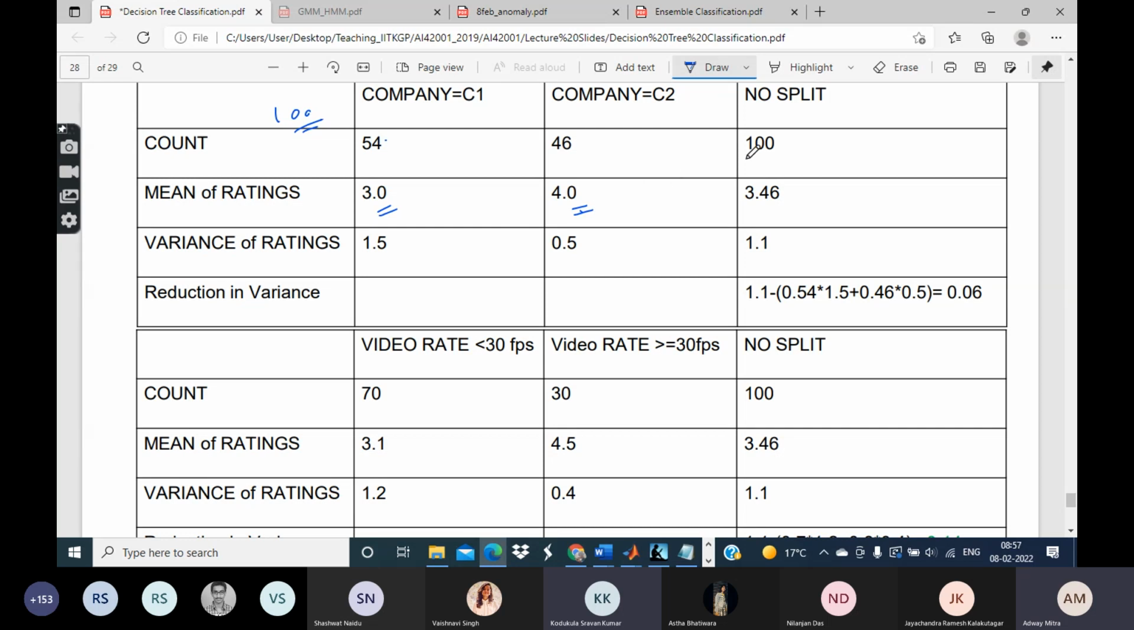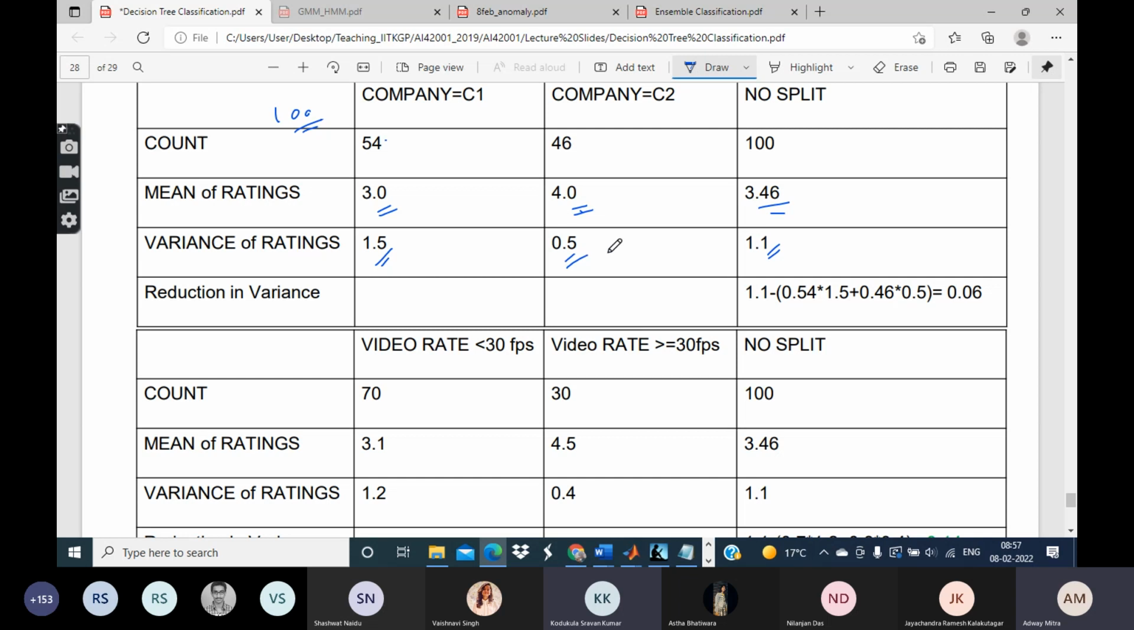If you consider the full population without splitting it on the basis of company, the mean level is 3.46. Now, if you consider the variance, for the examples under company 1 the variance is 1.5. For those under company C2 the variance is 0.5, whereas the original variance was 1.1. So for company C1, the variance has actually increased from 1.1 to 1.5. That is, this subpopulation is more heterogeneous than the original population itself. But this subpopulation is considerably more pure, homogeneous. It has significantly less variance.